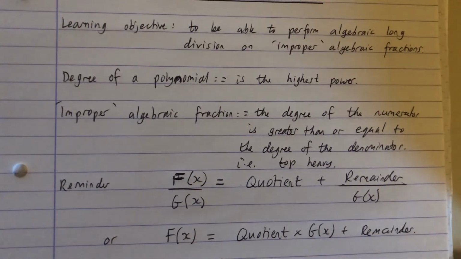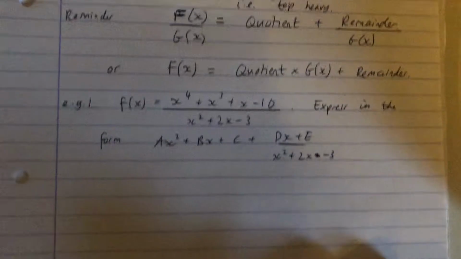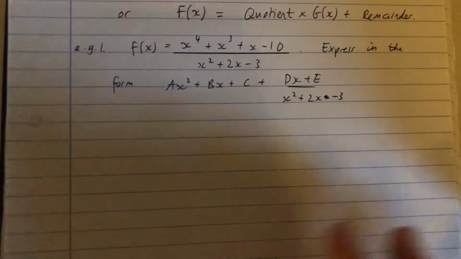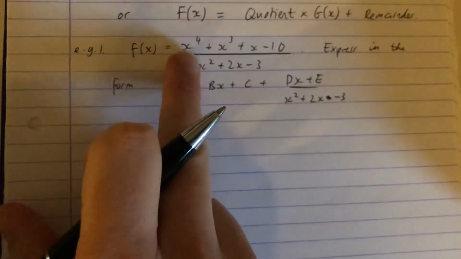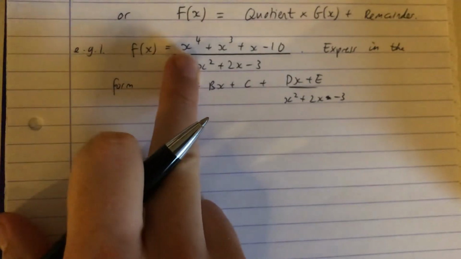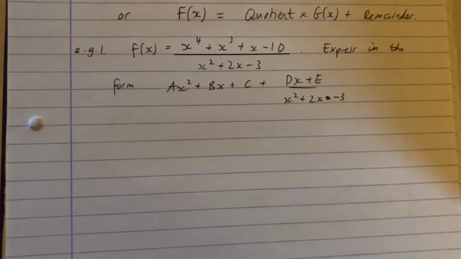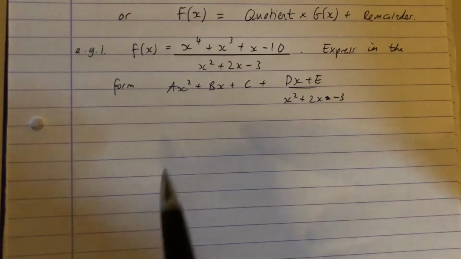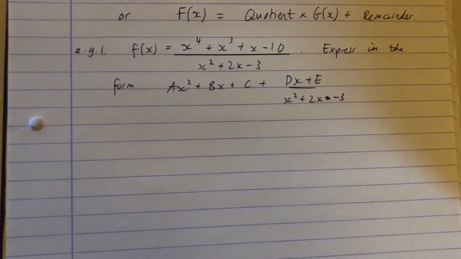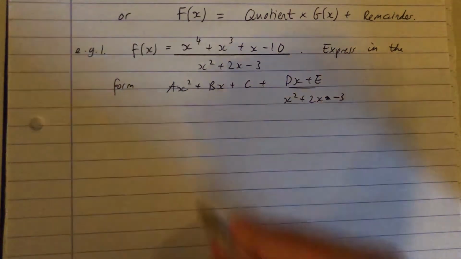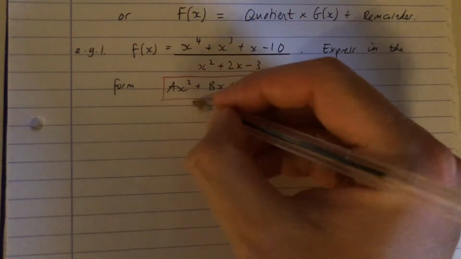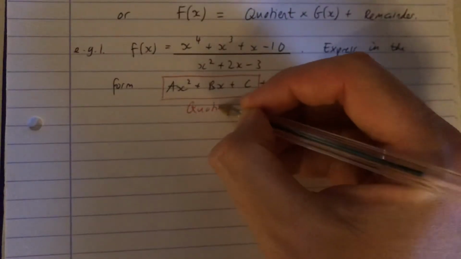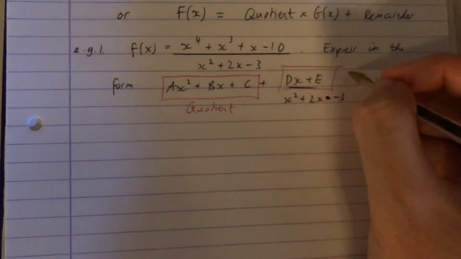So let's have a look at our first example. The following, we've got a quartic, so the degree at the top is 4, quadratic, degree on the bottom is 2, so that's an improper algebraic fraction, and we're asked to express it in this form, which is the more familiar form. One is a little bit more obvious, where that there would be the quotient, and that there would be the remainder.